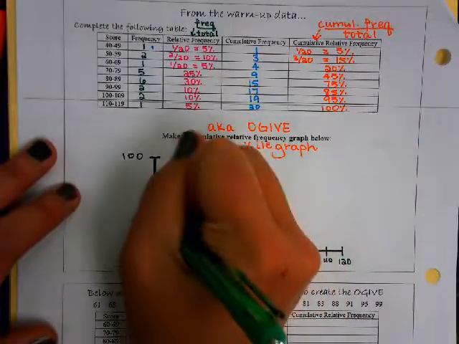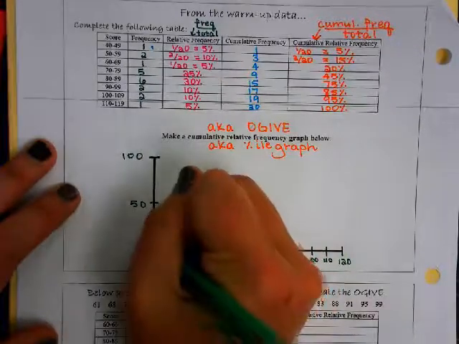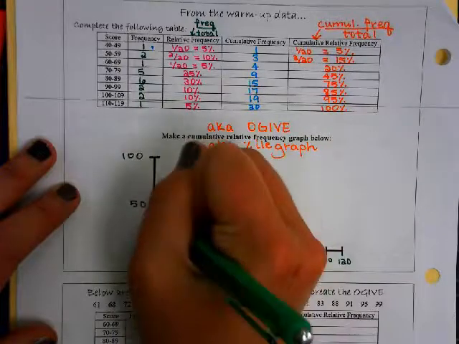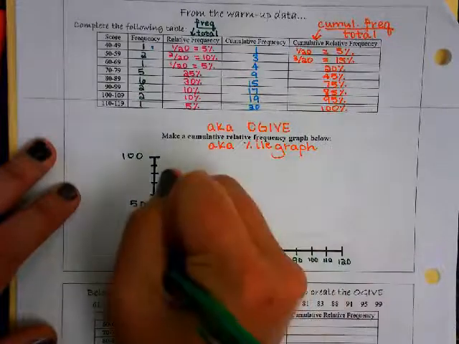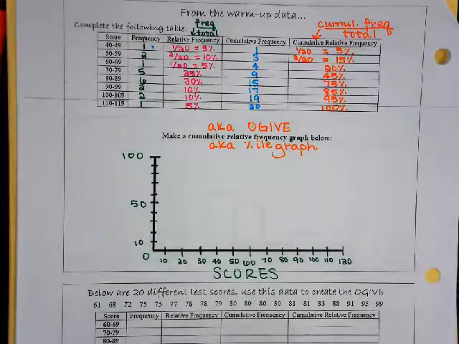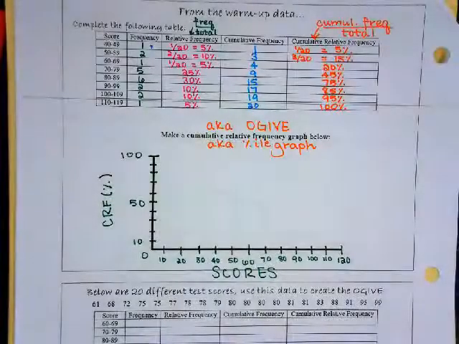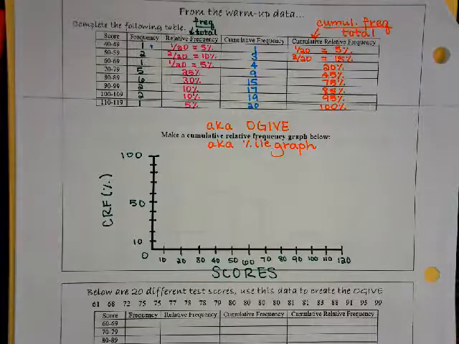Halfway in between is going to be 50. 10, 20, 30, 40, 60, 70, 80, 90. And I'm going to abbreviate it as CRF because cumulative relative frequency is a lot to write. And it is measured in percent, so I put my percent symbol in parentheses. Any questions so far?